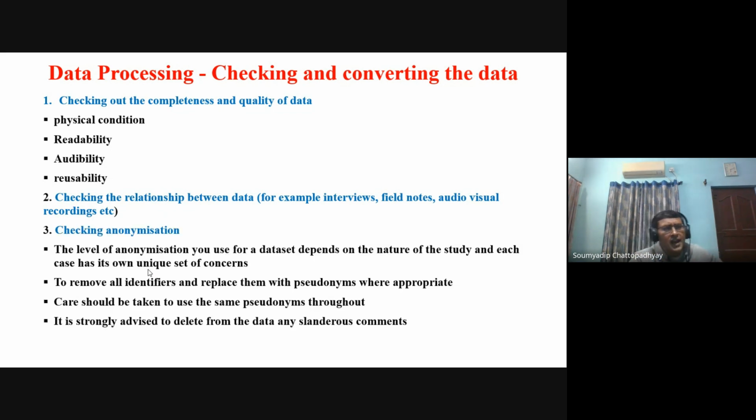Next, another important thing while processing data, as far as checking and converting the data is concerned, is the aspect of anonymity. The level of anonymization you use for a data set depends on the nature of the study, and each case has its unique set of concerns. So it is always advisable to remove all the identifiers and replace them with pseudonyms where appropriate.